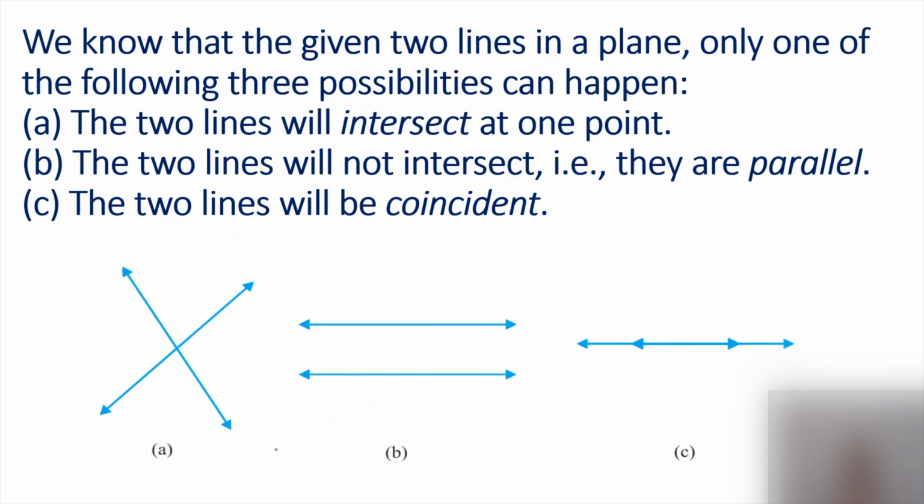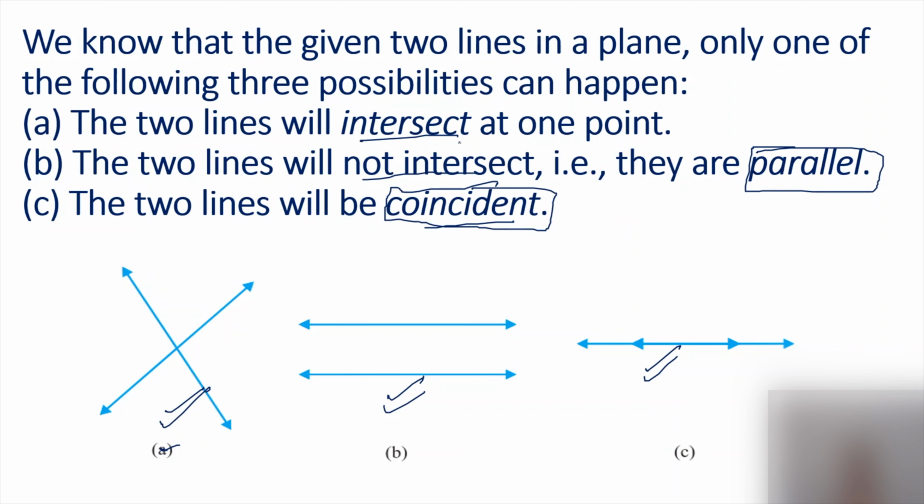Let's see. There are three possibilities. If two lines are there in a plane, these can intersect each other, or these could be parallel, or those could be coincident lines. There are three possibilities: intersect, they will not intersect, or we can say these are parallel, and if these are overlapping each other, then it means these are coincident lines.